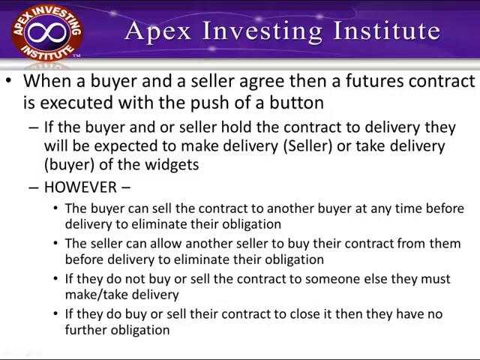Okay? However, the buyer can sell the contract to another buyer at any time before delivery to eliminate that person's obligation. The seller can allow another seller to buy their contract from them before delivery to eliminate their obligation. So, if they do not buy or sell the contract to someone else, they have to make or take delivery. All right, and we're going to talk about that and how that works. But if they buy or sell the contract to close it, then they have no further obligation.